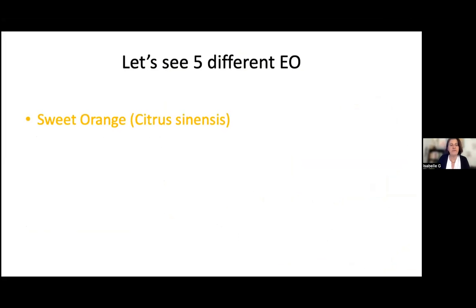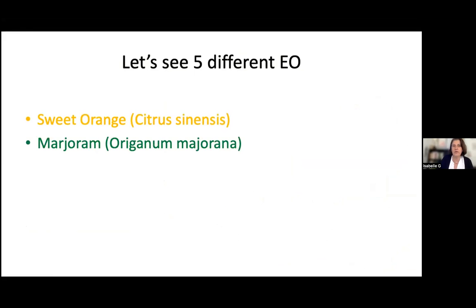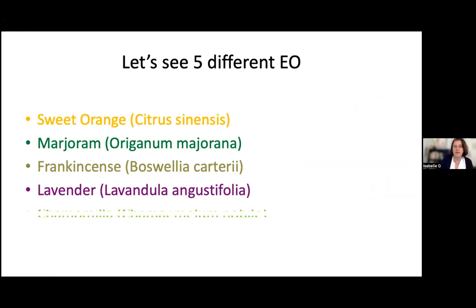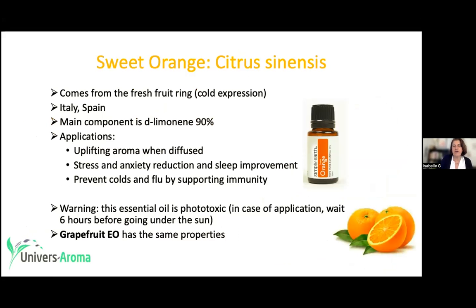So we will speak about 5 different essential oils: sweet orange, marjoram, frankincense, lavender, and chamomile. I selected 5 very common and very powerful essential oils. So sweet orange comes from the fresh fruit rind. It's not obtained by distillation, but by cold expression. Usually the essential oil comes from Italy or Spain.